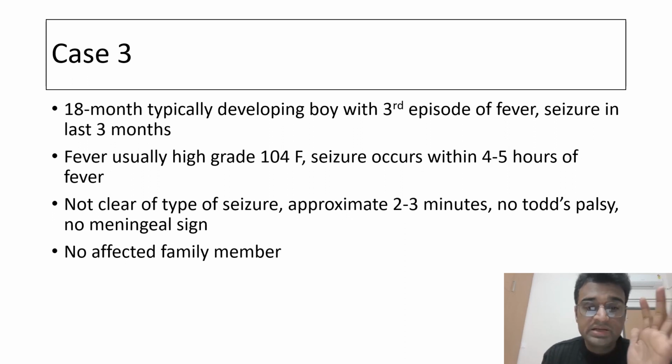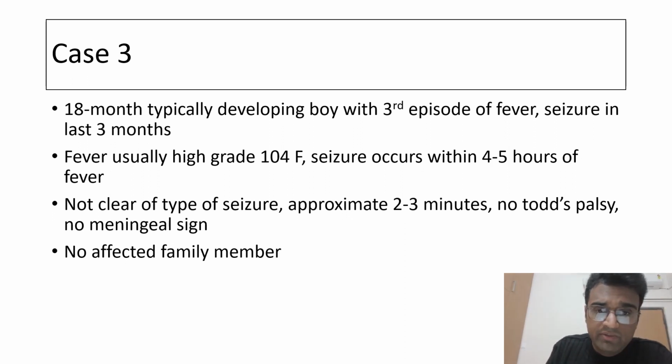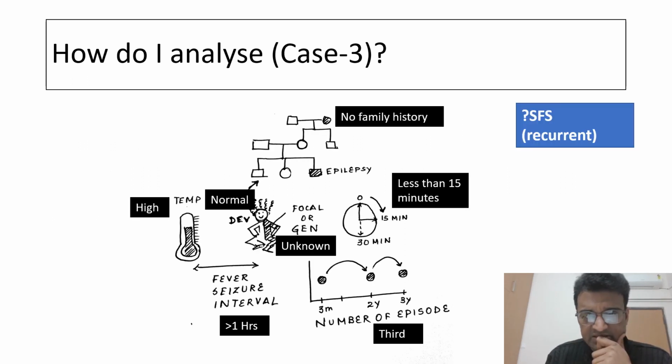This is an 18-month-old typically developing boy with third episode of febrile seizure in the last 3 months. The fever usually high grade, seizure occurs within 4 to 5 hours of fever. It's not clear of the type of the seizure, whether it was focal or generalized, approximately short, 2 to 3 minutes, no family member affected. So 18-month-old typically developing boy, third episode of febrile seizure in last 3 months. That means multiple episodes. Mostly they look like simple febrile seizures in such a case. It just looks like a recurrent simple febrile seizure.